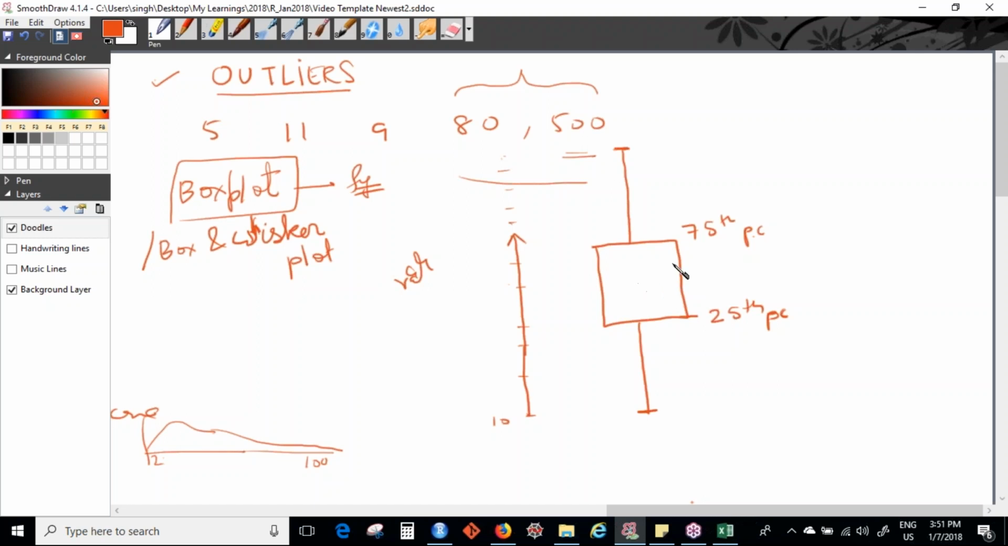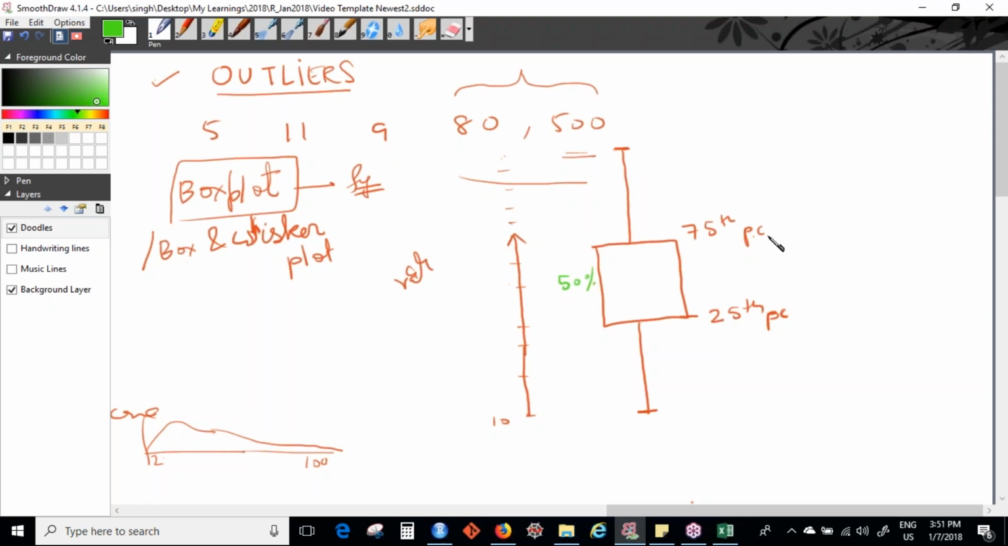50%, right? Everybody agrees to this? We have exactly 50% data in the box, and 50% is outside this. Okay. So everybody knows this. 50% is inside the box and 50% is outside this.